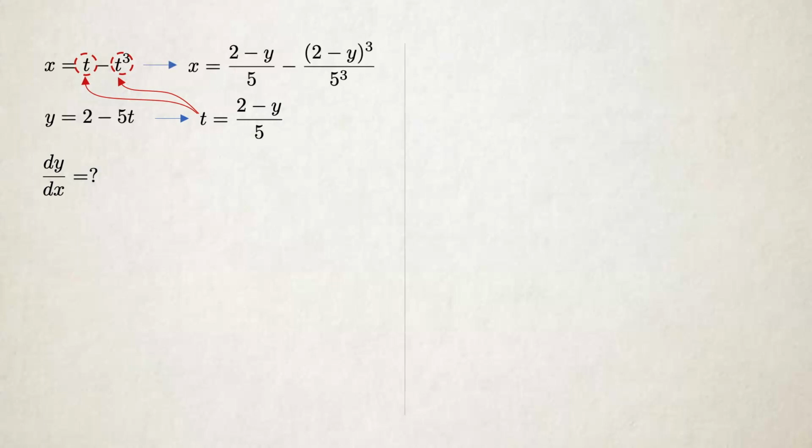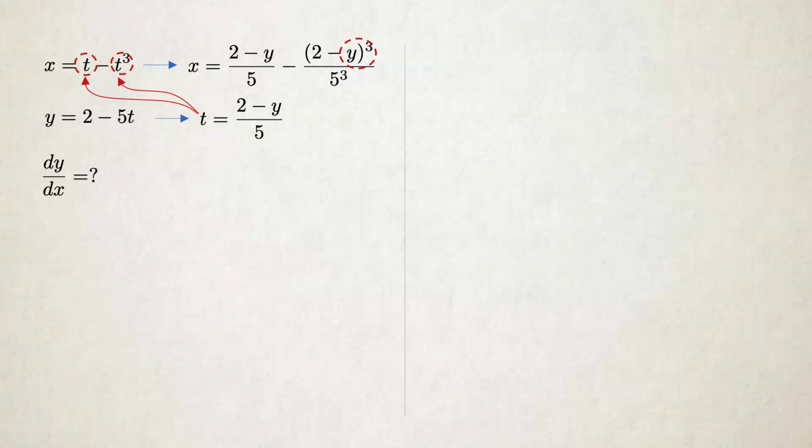You could eliminate the t variable and transform these parameterized functions into a function only in terms of x and y. For example, note that this second equation can be written as t equals (2 minus y) over 5. Then you can plug this into the first equation to get x equals (2 minus y) over 5 minus (2 minus y) cubed over 5 cubed. Then you can quickly notice that there is a y cubed term. How would you get dy dx when a y cubed term is present? It can be done, but you realize that it will be quite messy.